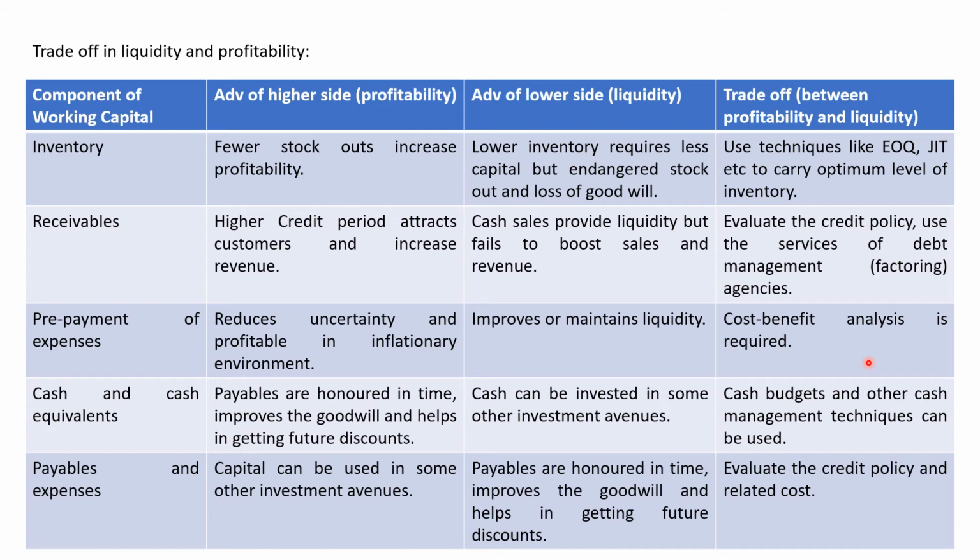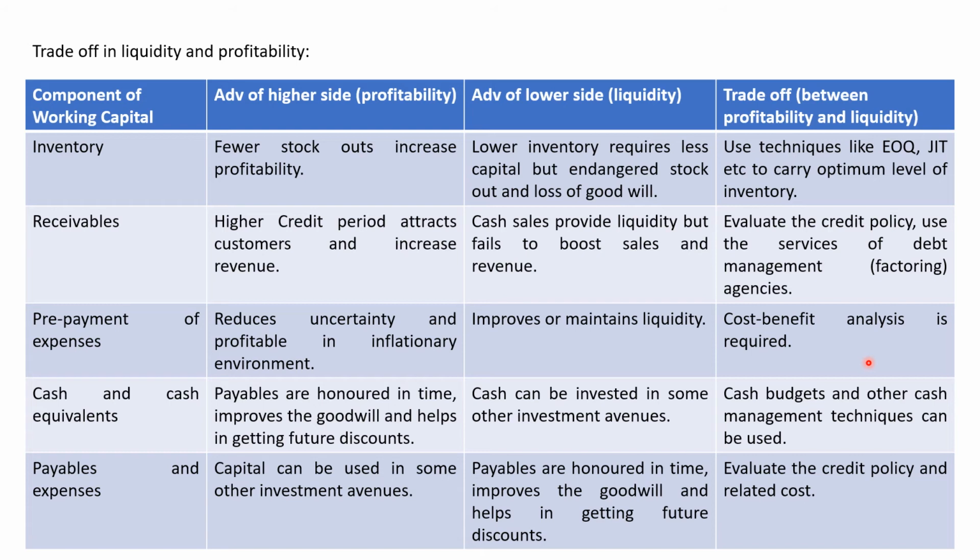Suppose if I am making one month advance and I am getting 10% discount, then whether it is profitable, or if I make the payment after one month without discount, what is the cost benefit analysis. Whichever best suits and whichever is more profitable, that you can decide.